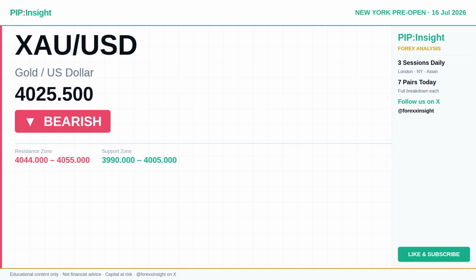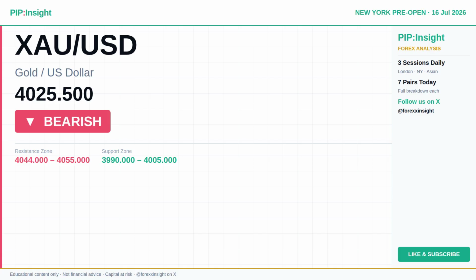Gold is sitting at $4,020 heading into New York, and the structure is clearly bearish across the board. The 4-hour, the 1-hour, and the 15-minute timeframes are all trending lower, with price trading beneath the 20, 50, and 200 period moving averages on the 4-hour. That's a clean bearish stack, and sellers have been in control.